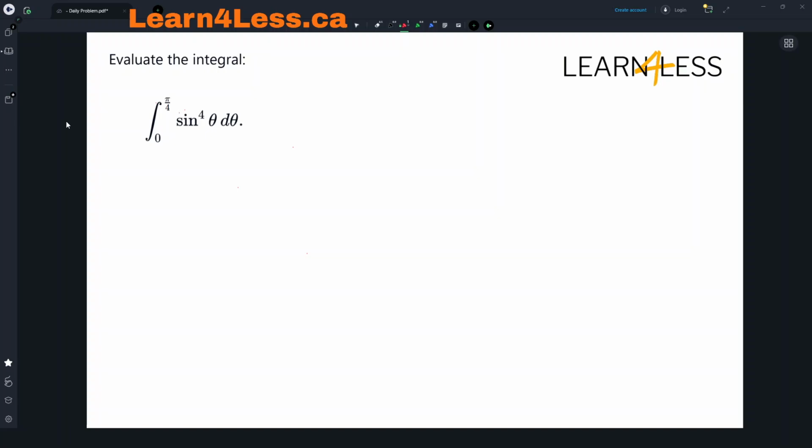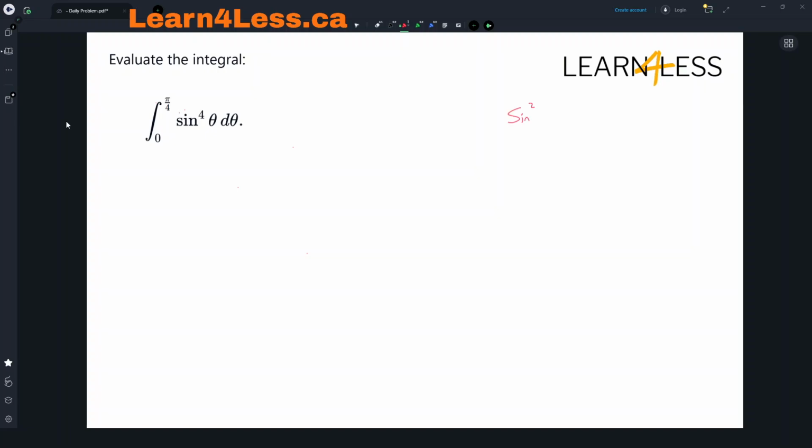In this problem, we want to take the integral of sine to the power of 4 of theta d theta from 0 to pi over 4. Whenever we have a function with sine and cos, a combination of these two, sine times cos, something like that, and all the powers of sine and cosine are even numbers, like this case, we need to use two trig identities.